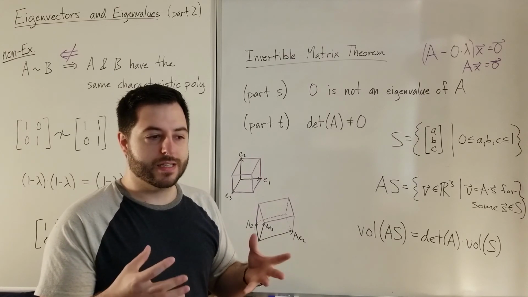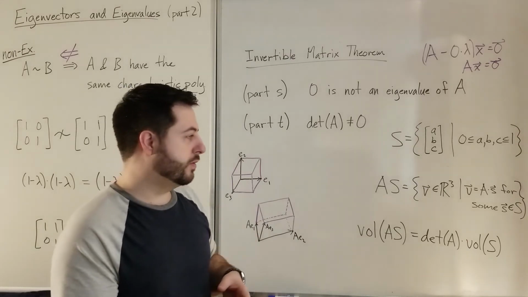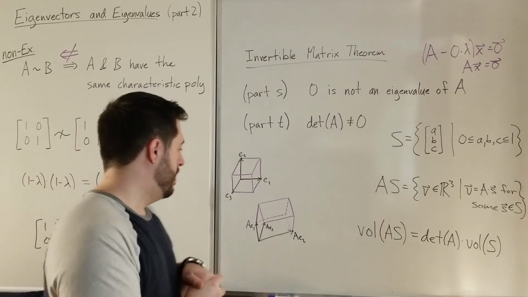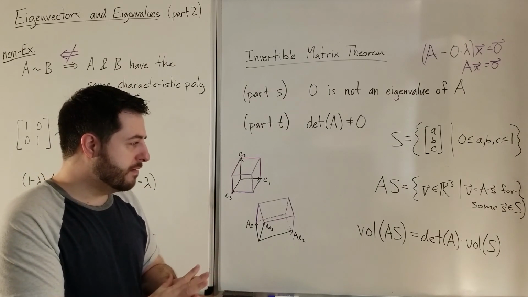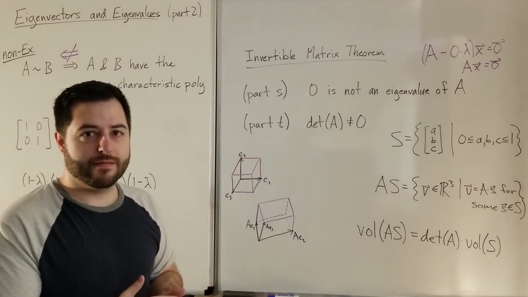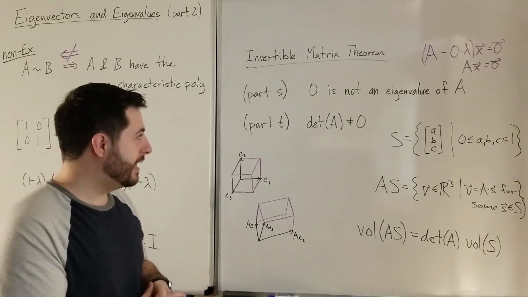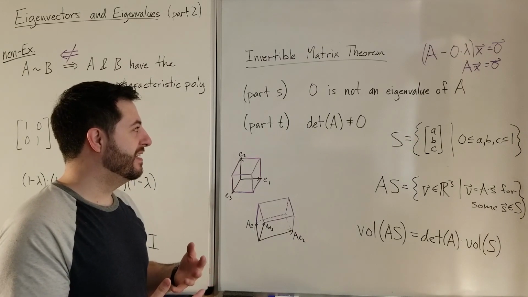It's measuring the change in volume when you apply a transformation to a 3D or n-dimensional object. So having something get smushed down is the same thing as having the determinant be 0. And that's exactly what it means to not have the matrix be invertible.